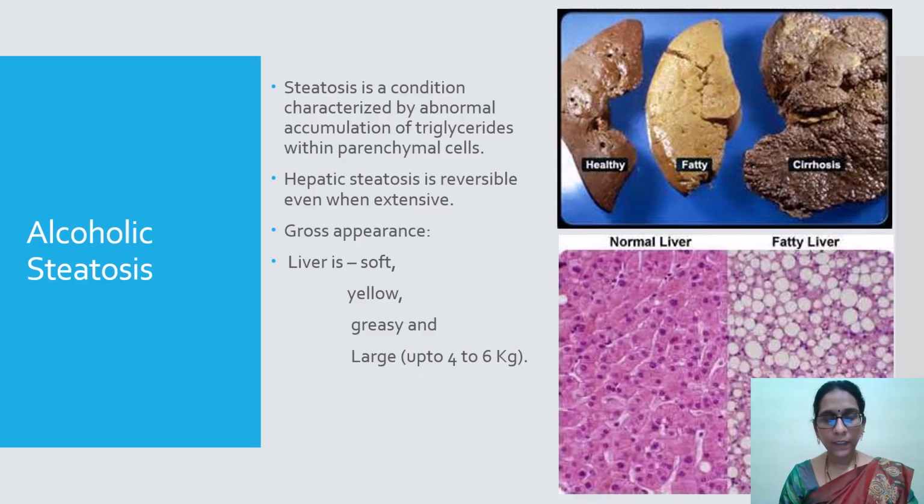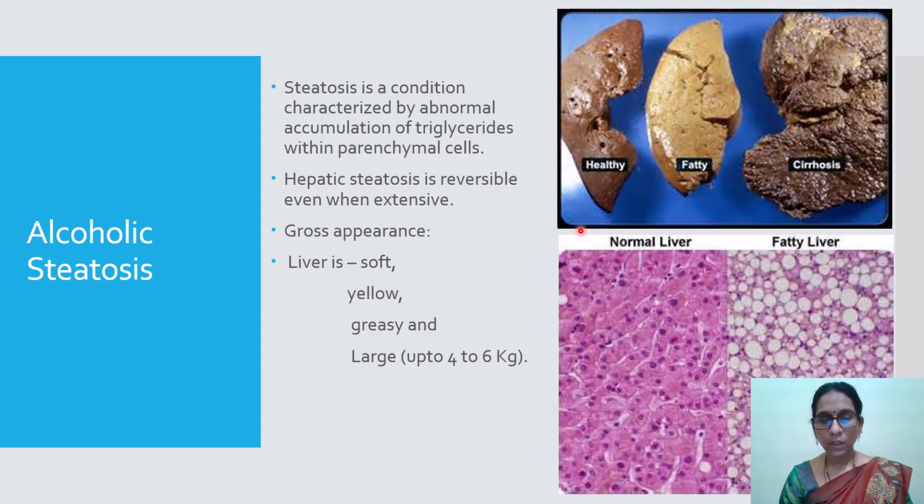Alcoholic liver disease initiates with steatosis. It is a condition characterized by abnormal accumulation of triglycerides within the parenchymal cells. Hepatic steatosis is reversible even when extensive.